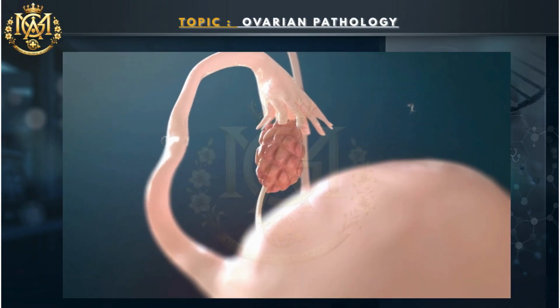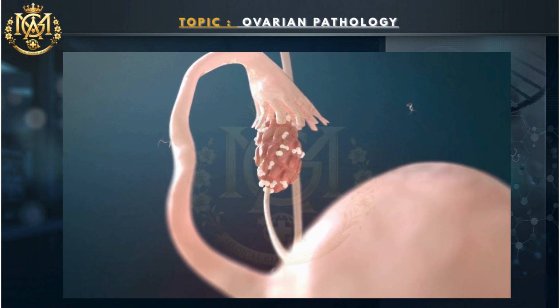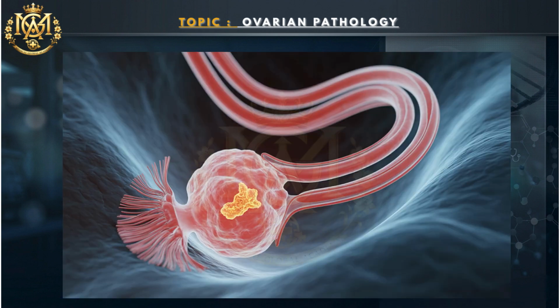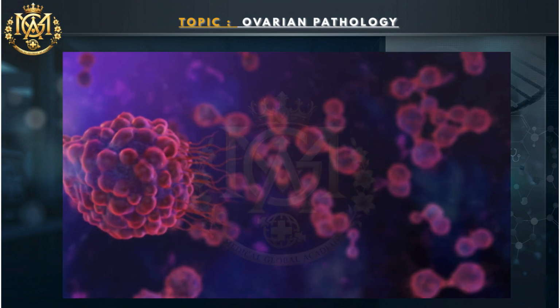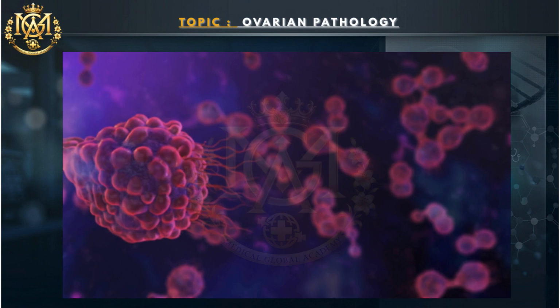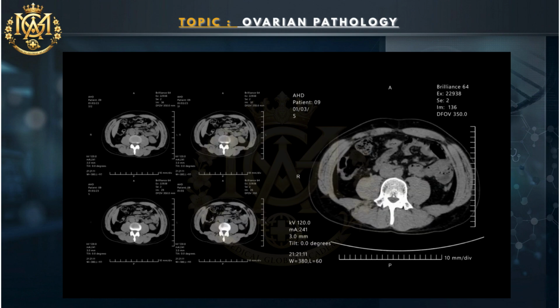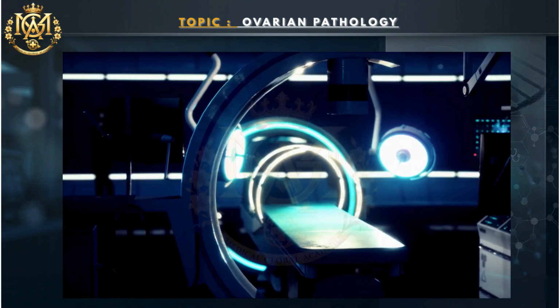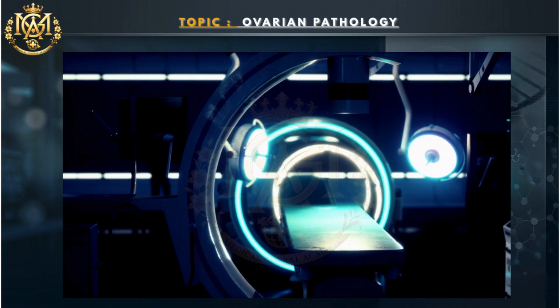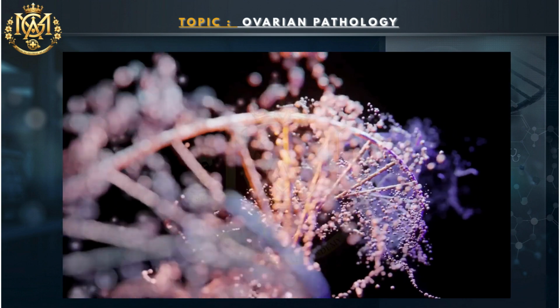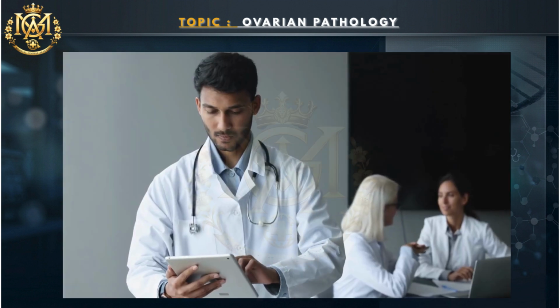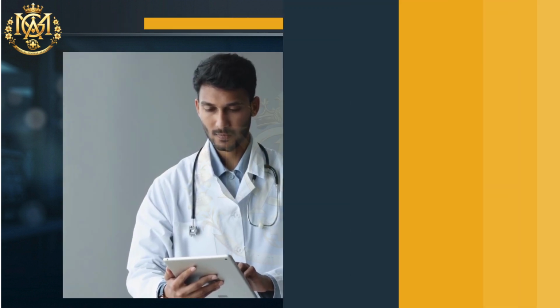Silent, aggressive, and often detected too late. High-grade serous carcinoma, the most common and deadly ovarian cancer. It usually begins in the fallopian tubes, not the ovary. Driven by TP53 mutations, it spreads rapidly across the abdomen. Symptoms are subtle: bloating, pelvic pain, early satiety. Most patients are diagnosed when it's already advanced. Treatment involves surgery and platinum-based chemotherapy. New targeted therapies like PARP inhibitors are improving survival. Early suspicion saves lives. Stay aware, stay ahead.